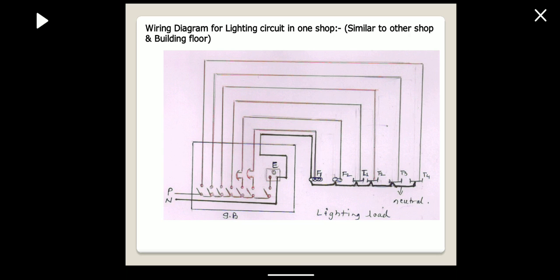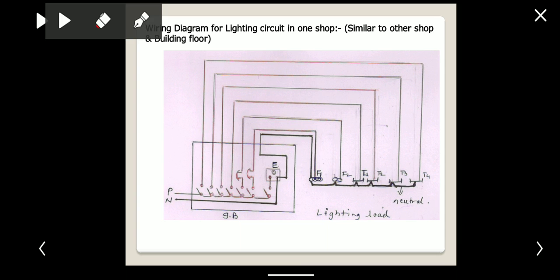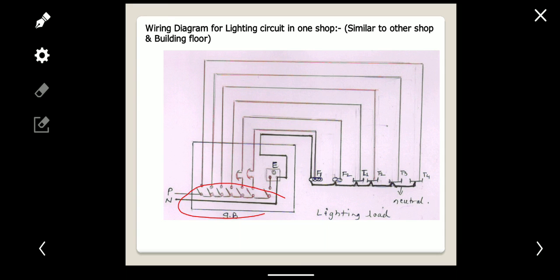Then the wiring diagram for the lighting sub-circuit. Each room has one power sub-circuit and one lighting sub-circuit. For the lighting sub-circuit, it has four tubes, 2 fans and 1 socket. According to this, this is the wiring diagram. The total points are 4 tubes, 2 fans and 1 socket, that means 7. Therefore 7 switches are connected here. This is the 7 switches.